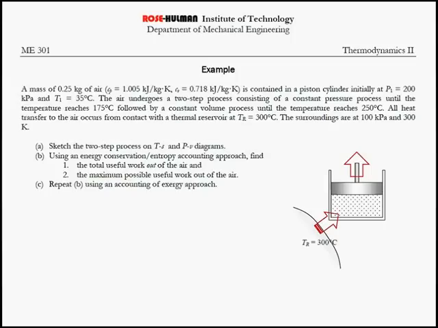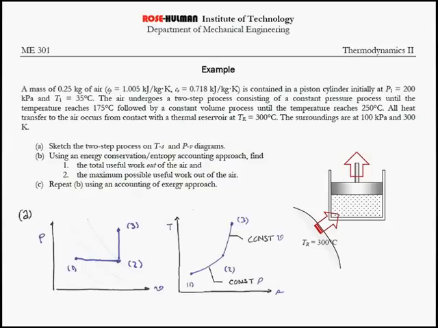So we have a two-step process, constant pressure followed by a constant volume. We'd like to know all sorts of things. In this video solution, we're going to focus on part A. We're not going to do part B using the tools for part B, which is energy conservation and entropy accounting, but we are going to find the total useful work out and the maximum possible useful work out of the air, but we're going to do it using the methods of part C, that is using an exergy approach instead. I would encourage you to see previous examples about how to work this problem using the energy entropy accounting approach instead. In any case, here's what our PV and TS diagrams look like respectively.